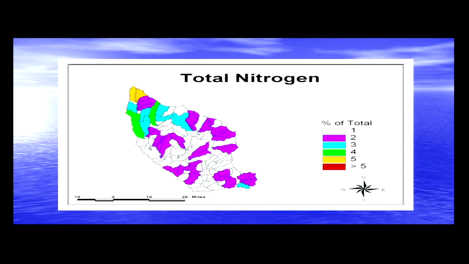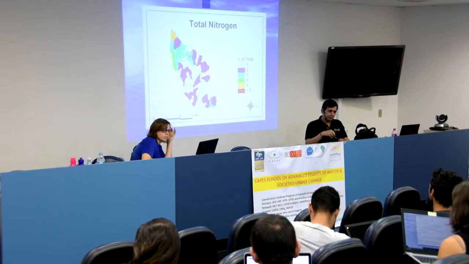Okay, so here it also gives you how much nitrogen is leaving the field. Previously I showed you how much was applied, and this shows you how much is leaving from that field, or from that sub-watershed.